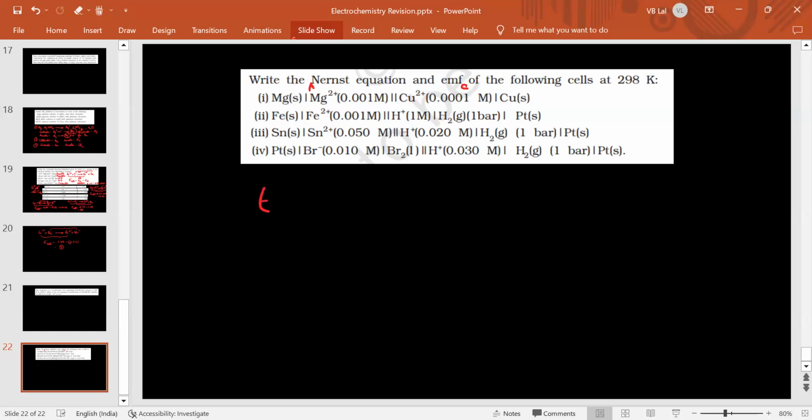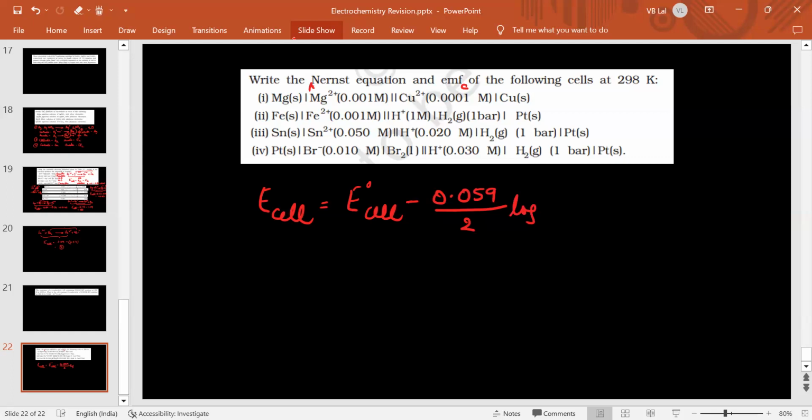So how will you write Mg? What will be E cell? E cell will be equal to, you have to just write the Nernst equation. You don't have to solve it. So what will it be? E0 cell minus 0.059 divided by n. How many electrons are getting exchanged from here to here? 2. So by 2 log of product by reactant.